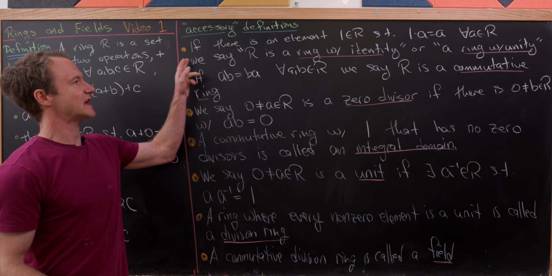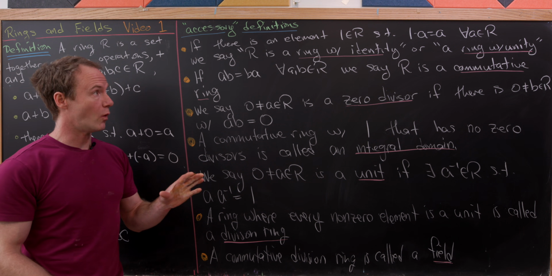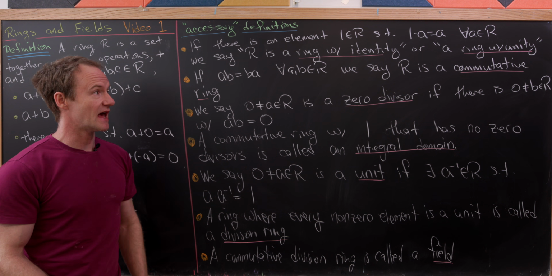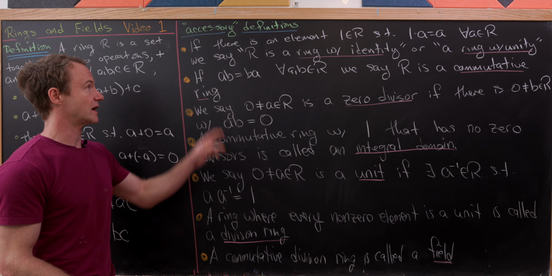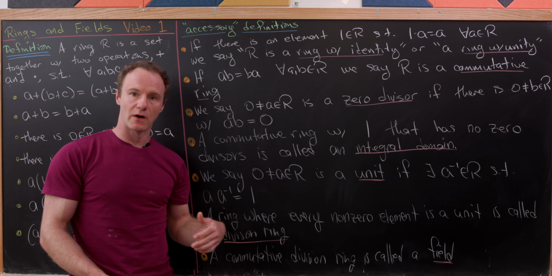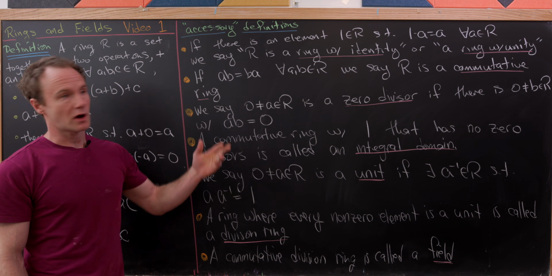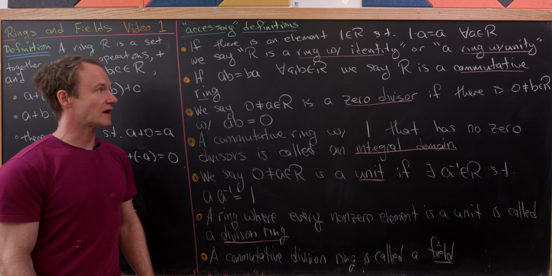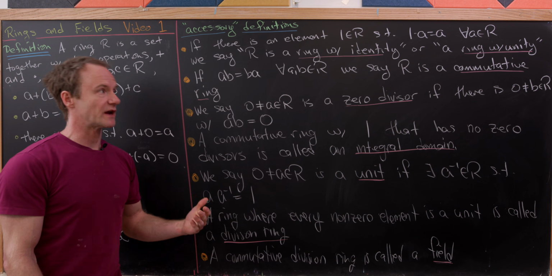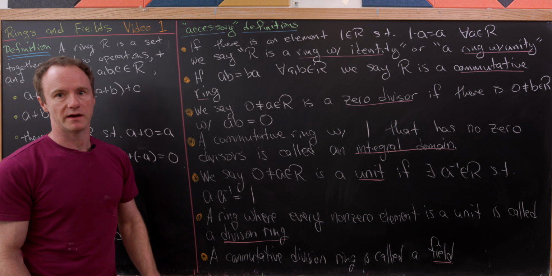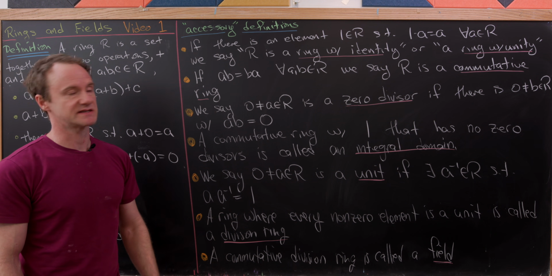So the first one is if there is an element which we'll call 1 inside of the ring, such that 1 times A is equal to A for all elements A in the ring, we say, well, first of all, that 1 is a multiplicative identity. And we also would say that R is a ring with identity, or a ring with unity, or perhaps we would just say R is a ring with 1. That would be another kind of common thing to say.